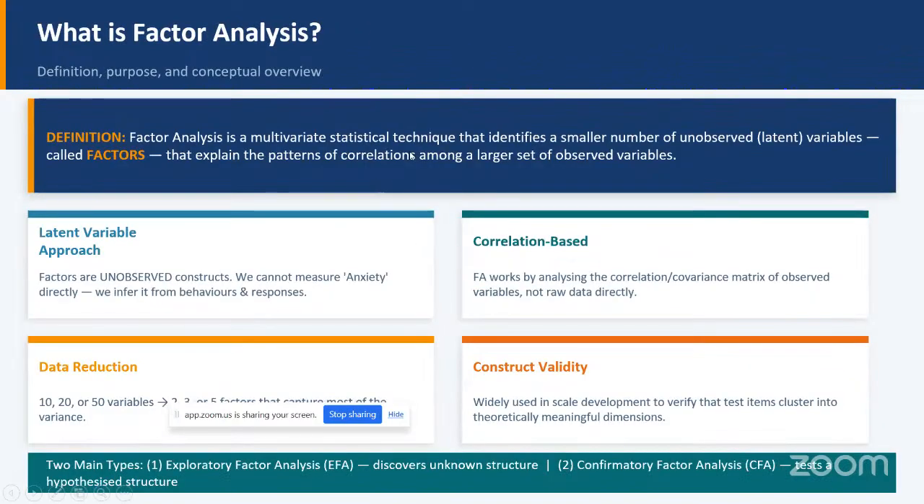So what is factor analysis? This is the definition. Factor analysis is a multivariate statistical technique that identifies a smaller number of unobserved, that is latent variables called factors. I am talking about the latent variables, that is like anxiety and nervousness. This kind of things are called factors here, that explains the pattern of correlation among a larger set of observed variables. What is observed variables?